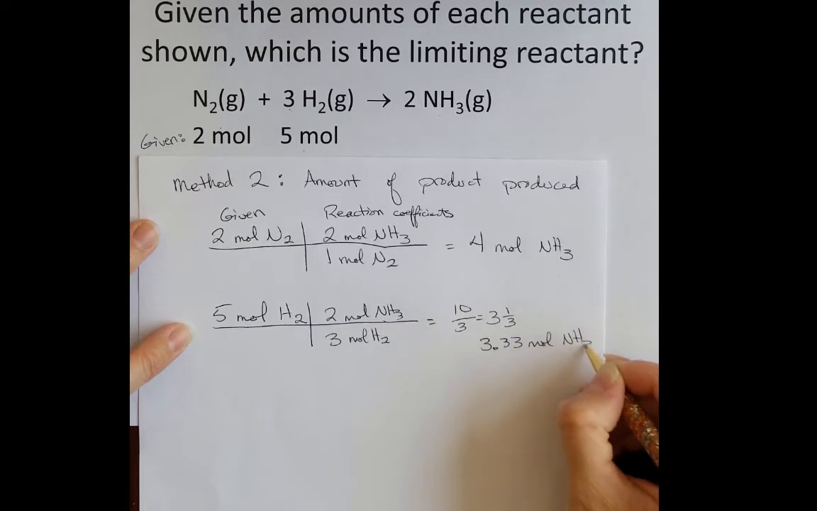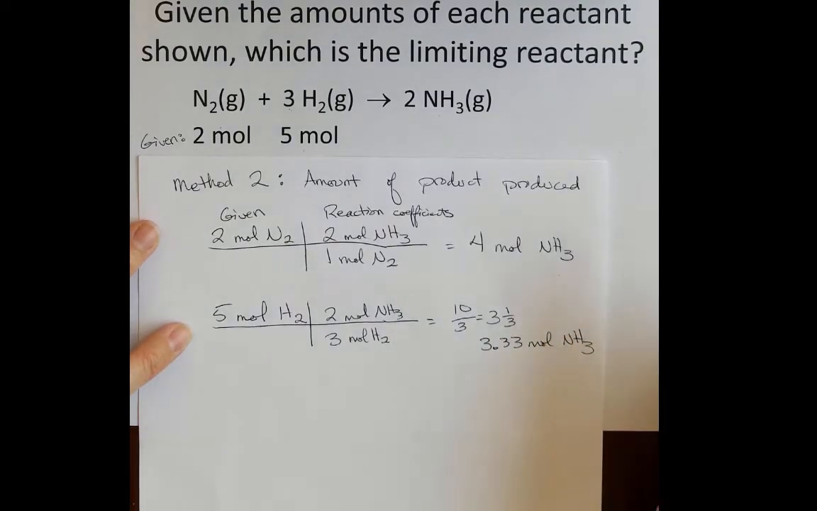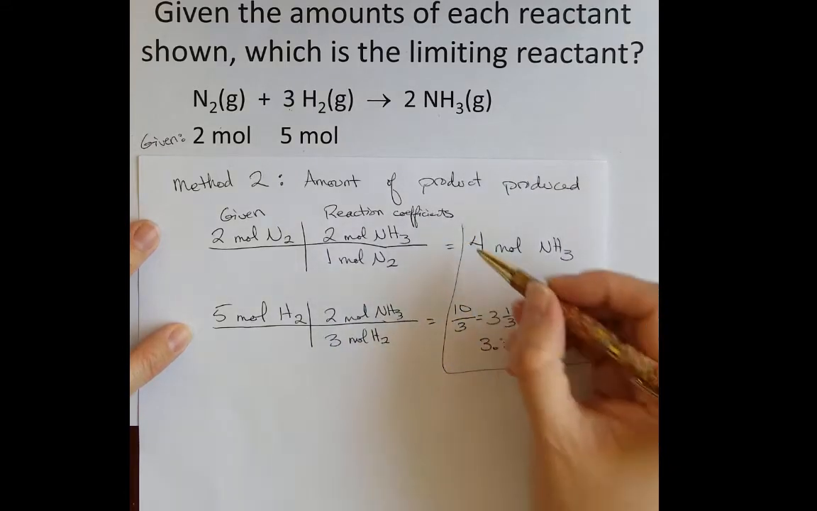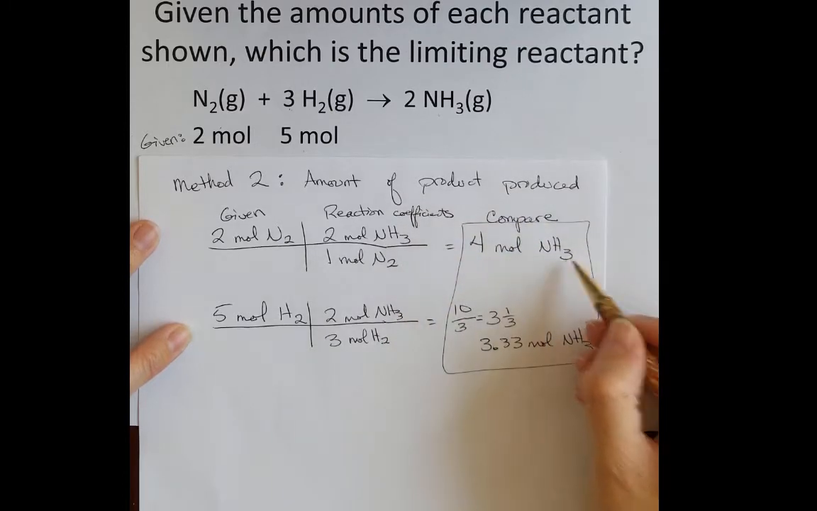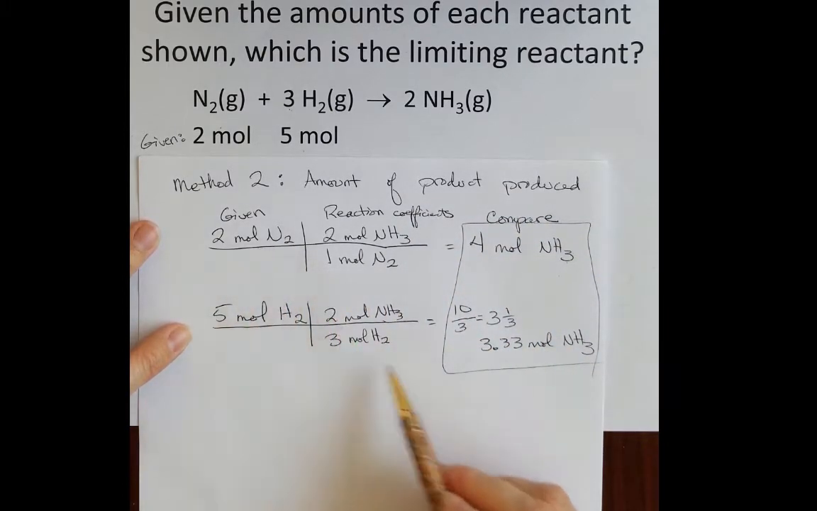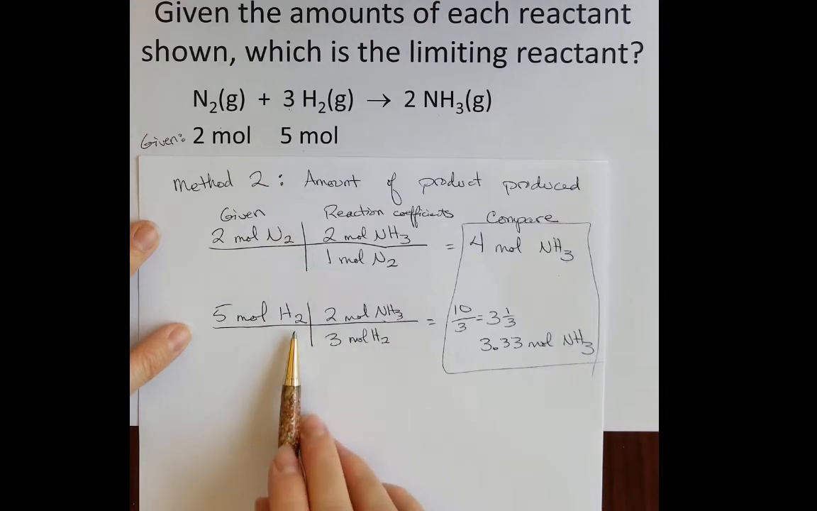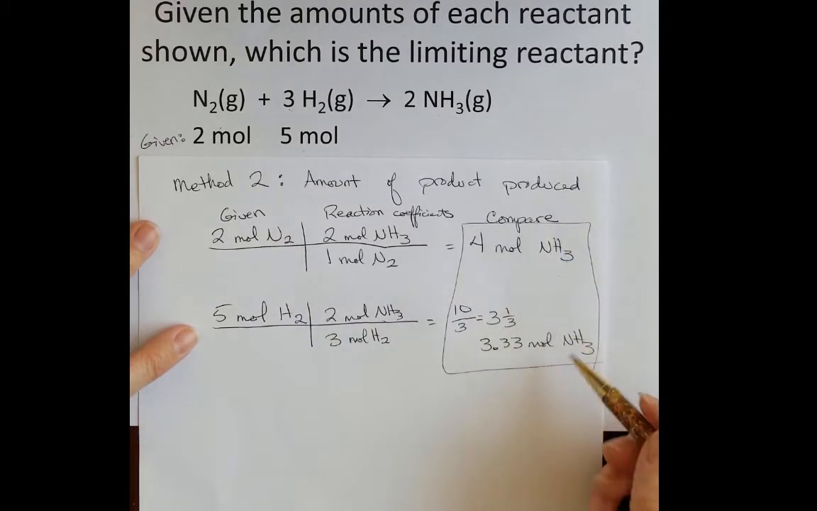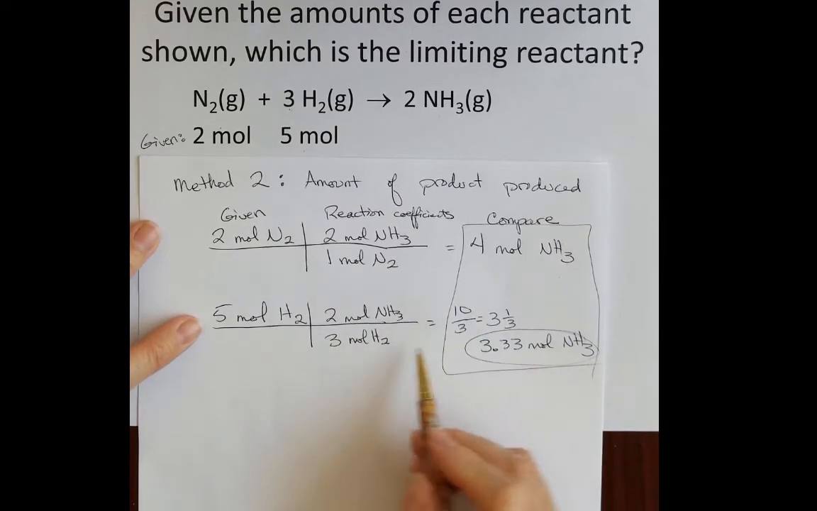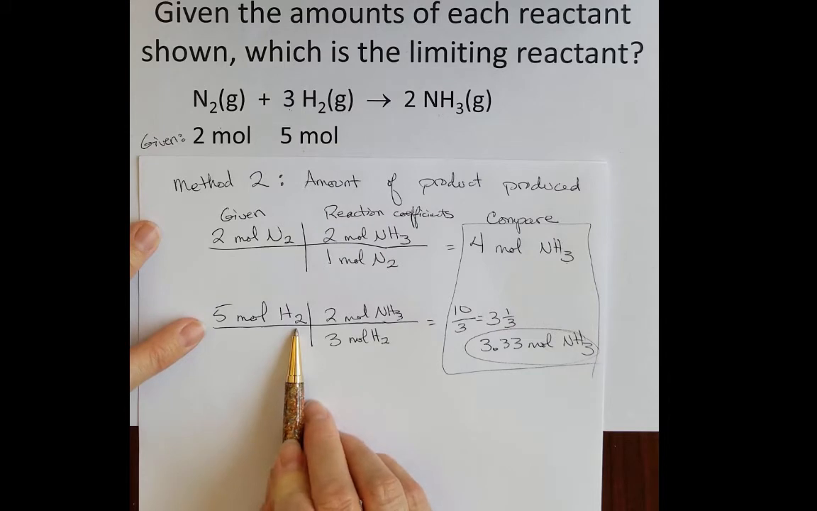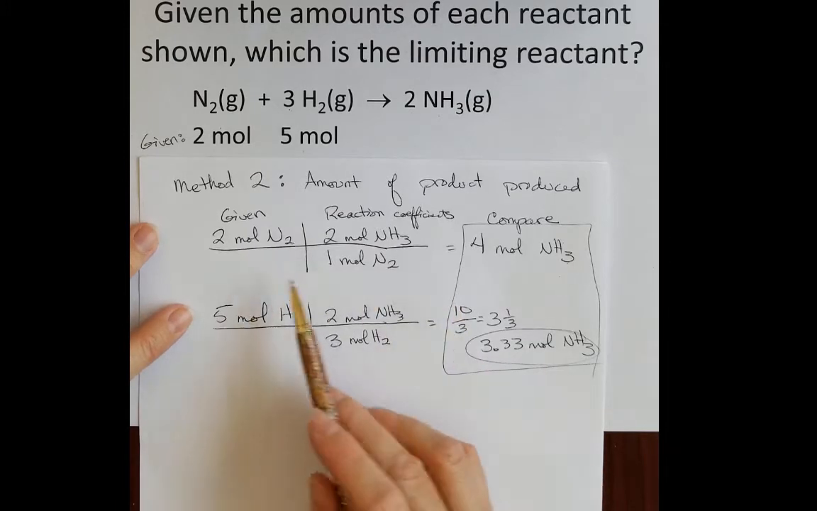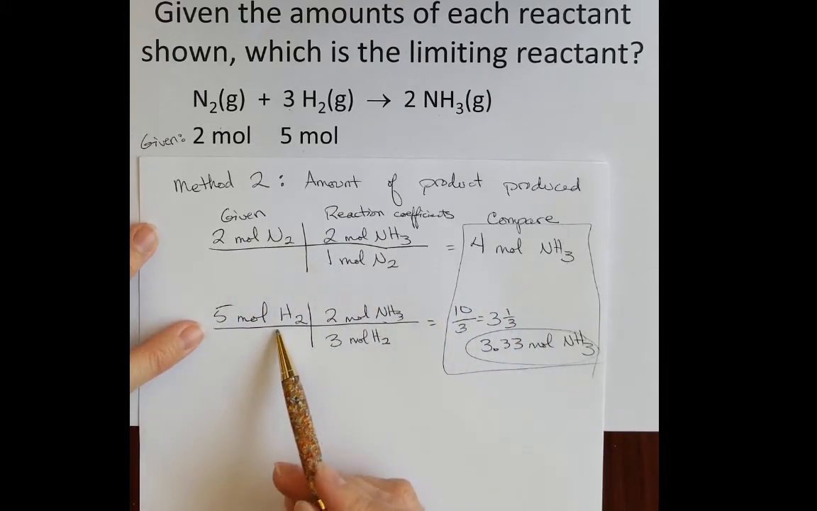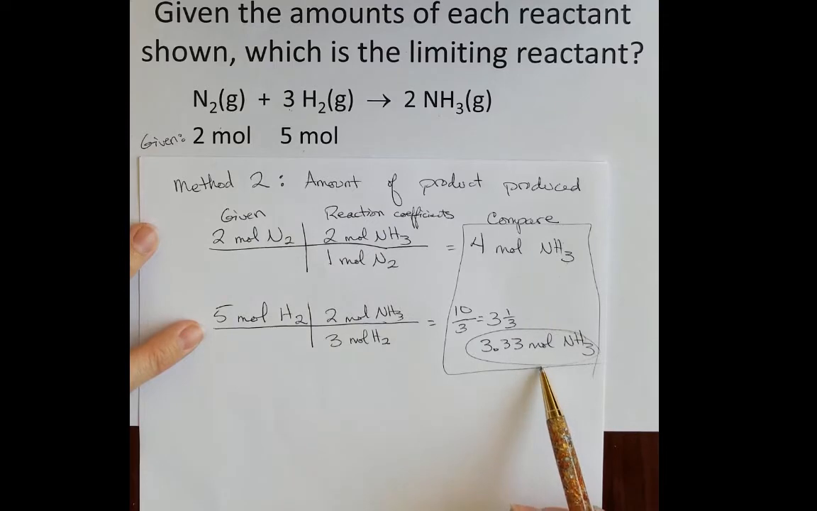moles of ammonia. To figure out which one's the limiting reactant, I'm going to compare this stuff over here. I'm going to compare the amount of ammonia I could make if I could react all of my nitrogen to the amount of ammonia I could make if I could react all of my hydrogen. What you see is that the smaller number is going to give us our limiting reactant, because I'm going to run out of hydrogen before I could react all of the nitrogen. If I had all the stuff I needed to react all the nitrogen, I'd get 4 moles. If I had all the stuff to react all the hydrogen, I'd only get 3 moles.